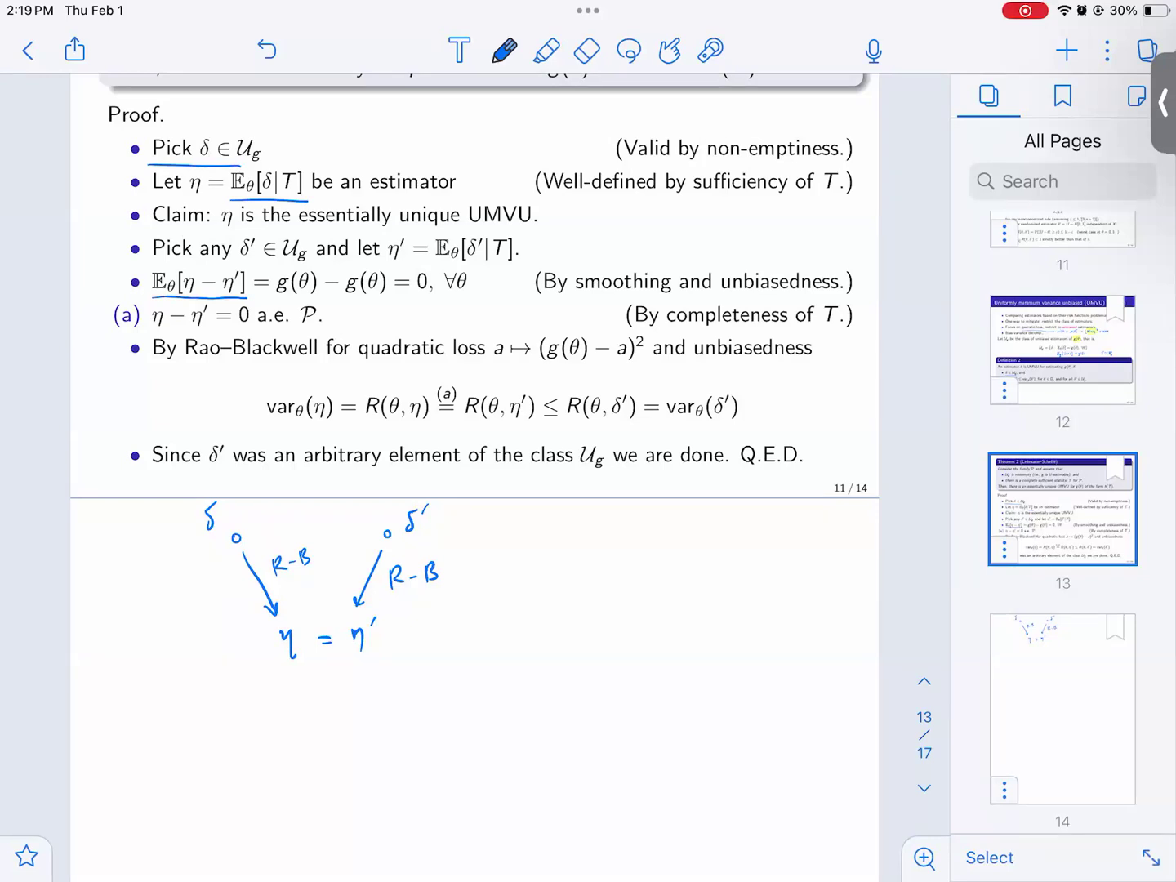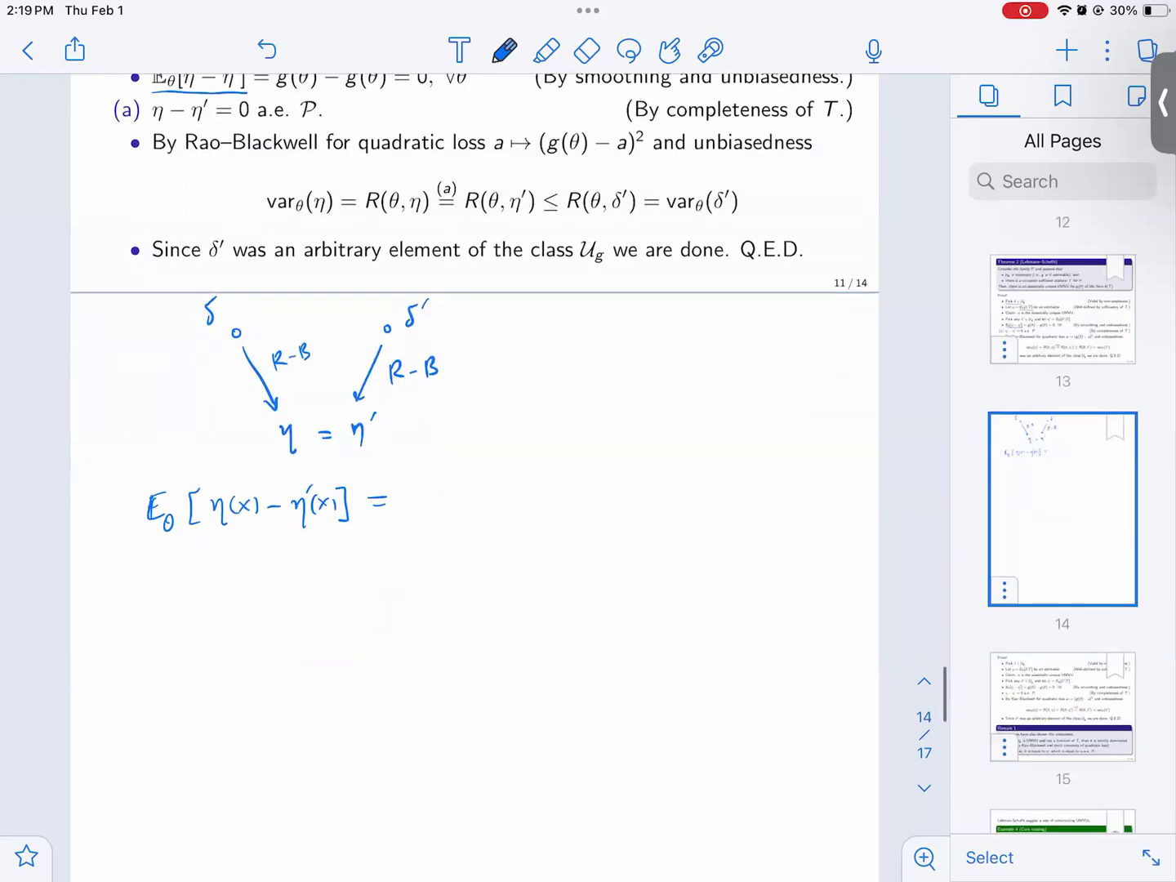So the expectation of eta of x minus eta prime of x is 0. Why is that claim true?